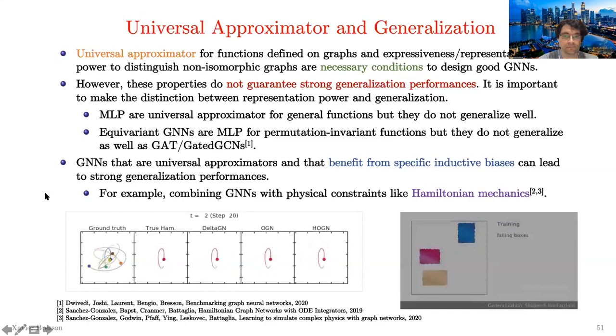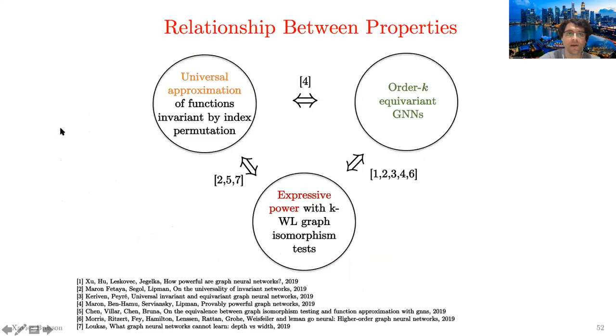Okay, so of course this relation between universal approximation of functions, expressive power with respect to the WL test, and k-equivariant GNNs, they are all related to each other. They are the same. So if you have one property, they are actually equivalent to the other property. Okay, so it's something which I think makes sense.